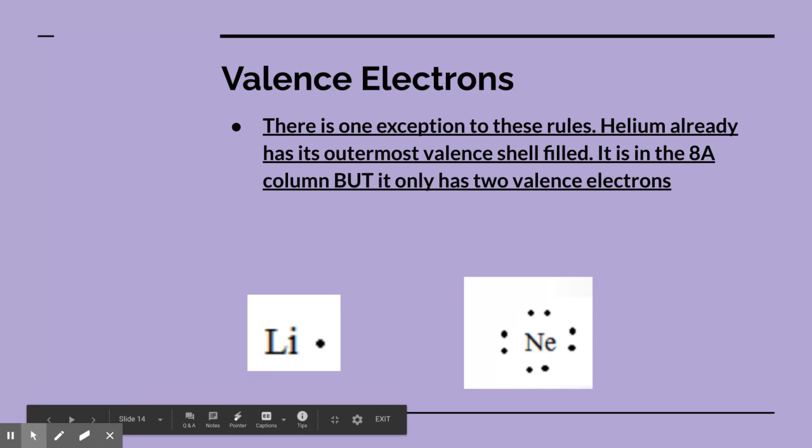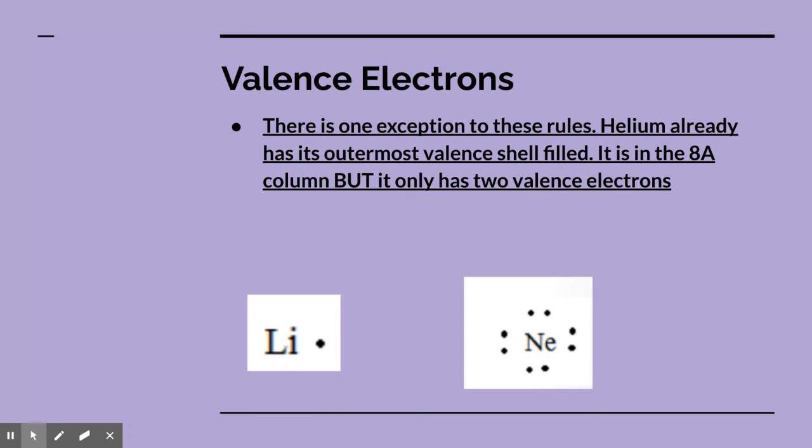Now there is one exception to these rules, and it is helium, because helium already has its outermost valence shell filled. It is an 8A, but it only has 2 valence electrons. Okay.